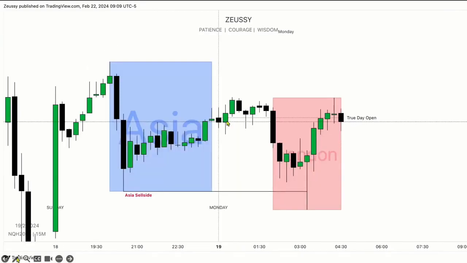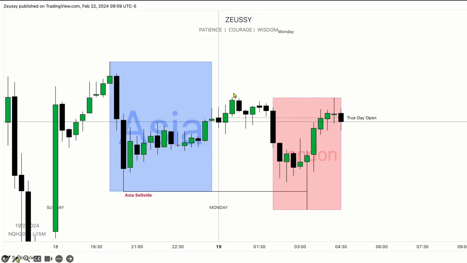Let's now take a look at the second example. Here we can see the Asia range annotated again, or plotted in blue. What we can see is that the Asia sell side got taken right here by this long wick. This is manipulation, this purchases sell side liquidity. So what can we anticipate now? We can anticipate the market to at least retrace into the range that is currently present. So the range being from this high to this low.